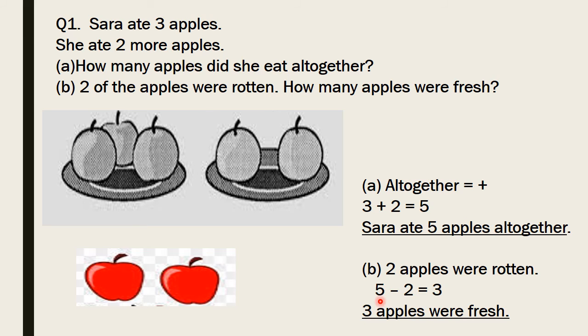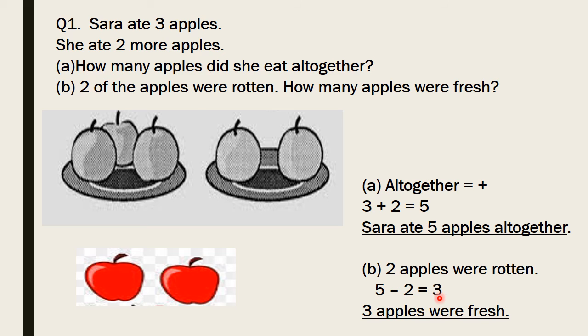Now there were 5 apples altogether, right? Altogether there were 5 apples and 2 were rotten. That means they are bad. They are no more there. So what would you do? You would subtract 5 minus 2. How many fresh apples are remaining? What is 5 minus 2?